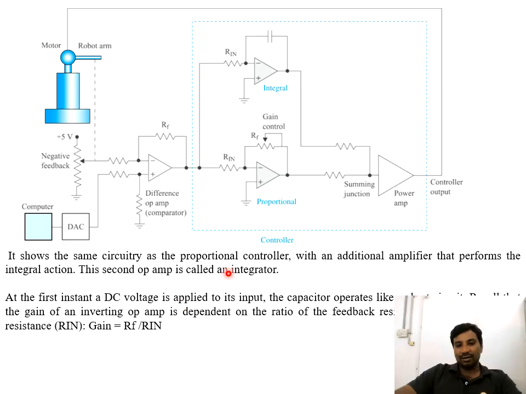So we find the gain is equal to the feedback resistor divided by the input resistor, along with how much voltage is being applied over there.